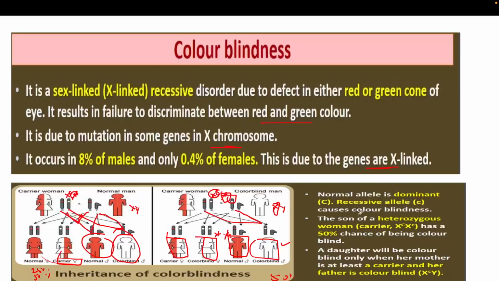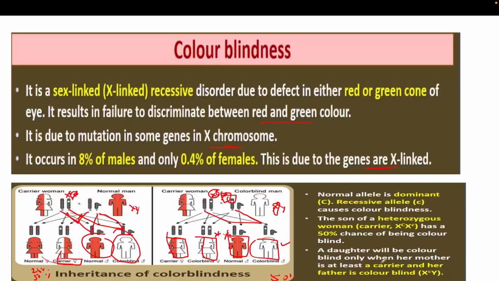So you have to remember: the normal allele is dominant, capital C, the recessive allele is small c, and this small c is responsible for color blindness. The son of a heterozygous woman has a 50% chance of being color blind. This type of statement-wise question can also be asked: if a carrier woman is crossing with a color blind man, what is the probability or percentage of sons that will be color blind? It can be asked like that.